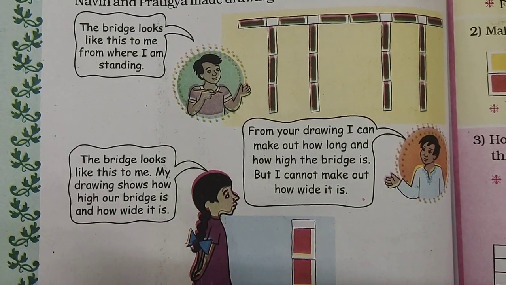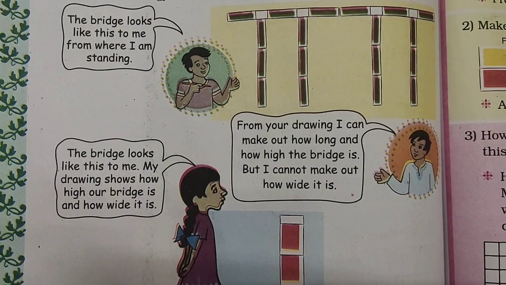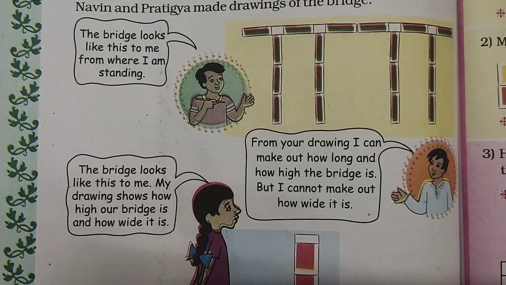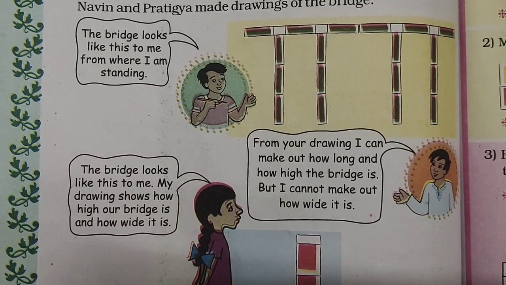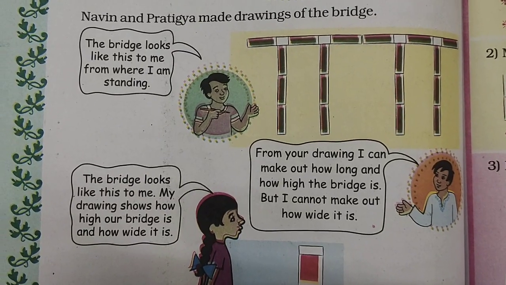For example, if you are standing in front of your house, you can see the front part, or you can see either one side of your house, isn't it? But you cannot see the back portion, or you cannot see the other side of your house. The same way it is here with the brick game.